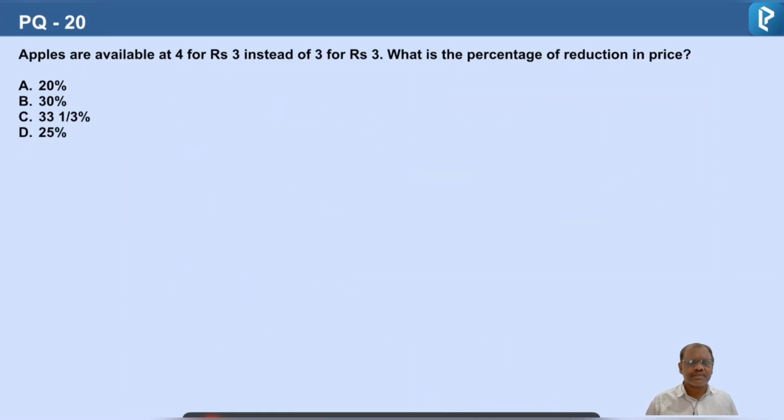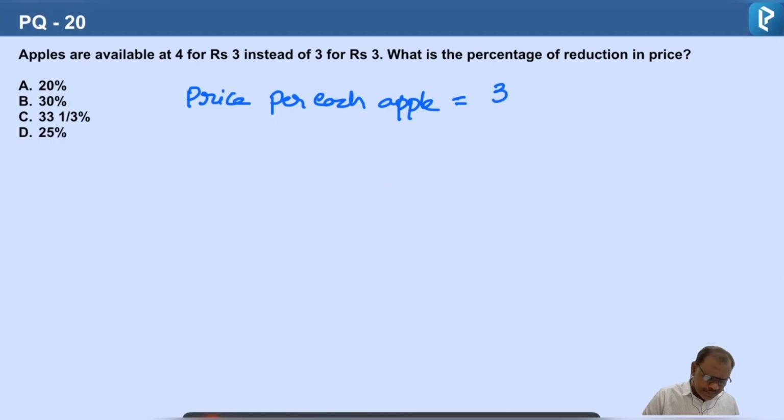Question number 20. Apples are available at 4 for rupees 3 instead of 3 for rupees 3. What is the percentage of reduction in price? So what was the original price? 3 for rupees 3. So that means price per each apple is 3 rupees for 3 apples. So that is 1 rupee is the price of each apple.